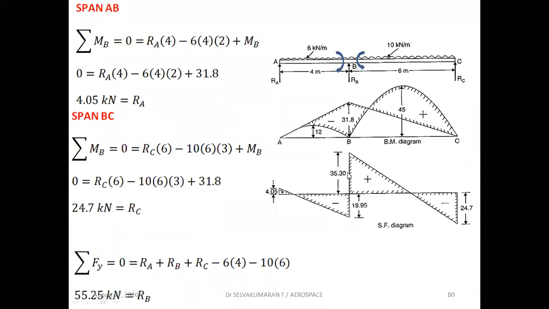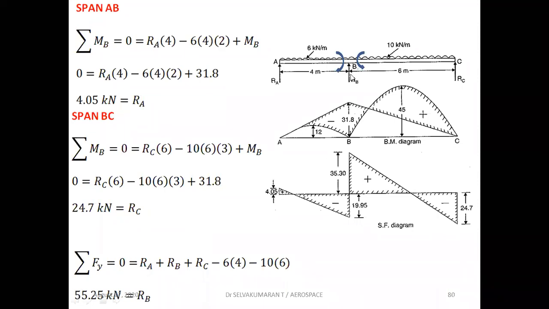Okay. Now let us plot the shear force diagram. Let us start from left. At A, RA is acting upward, 4.05 kilonewton, so draw the vertical line. The positive will be plotted above the reference line and the negative will be below the reference line. So RA is 4.05 kilonewton upward.